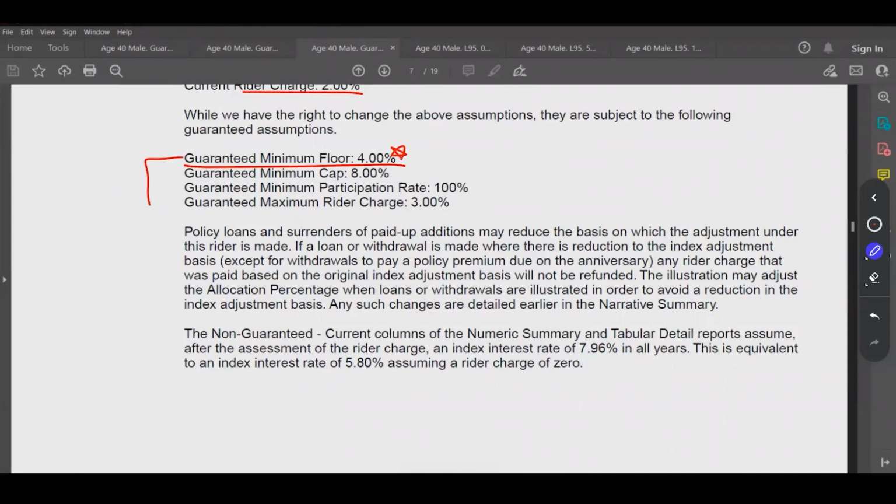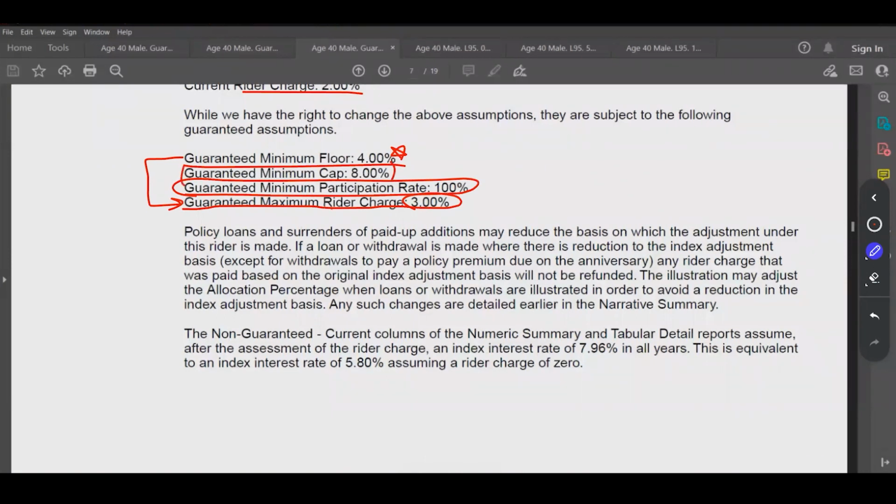Here, the guaranteed maximum rider charge is what? 3%. So if they want to charge more for that rider, they can. Now that will always be disclosed to a policyholder, and you'll see what the charge is on your annual statement. You can always ask us as well, or your agent, but we do want to know what that is. Guaranteed minimum participation rate, that'll never change. So we can always link 100% of our cash value to the S&P 500 index.